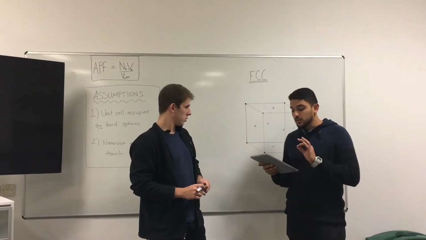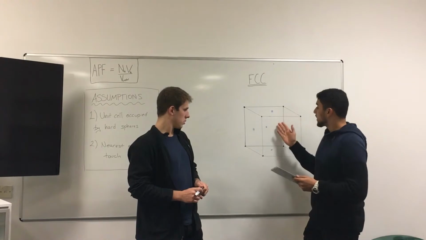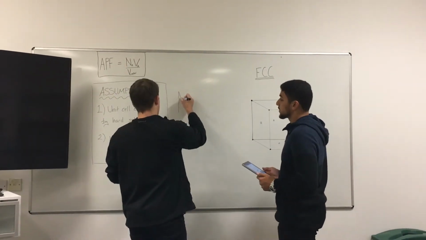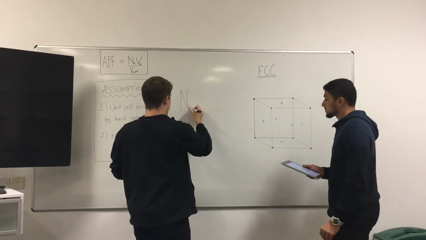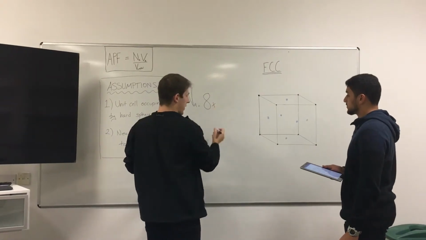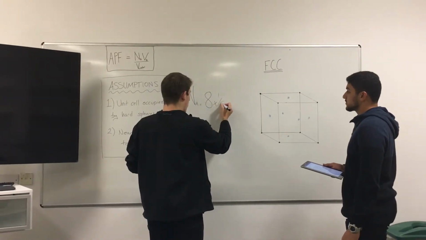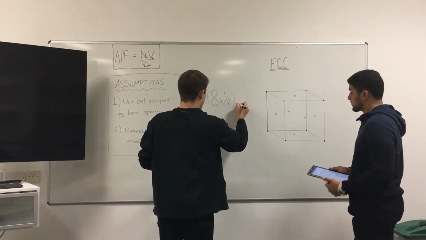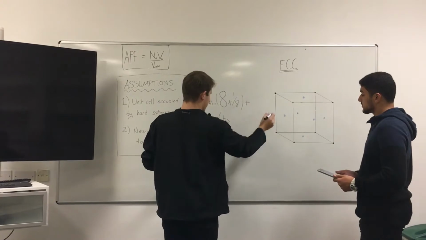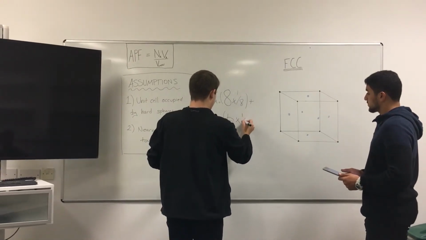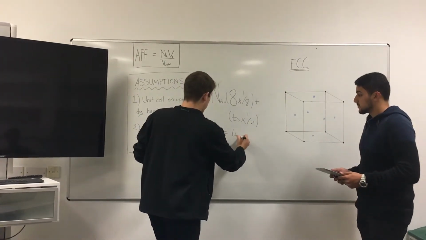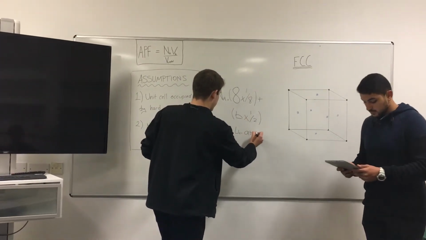So for the total number of atoms that belong entirely to this unit cell, that would be done by the following formula. Okay, so we have the number of atoms is equal to 8 corner atoms multiplied by their contribution to the cell, which is 1/8, plus 6 face atoms multiplied by their contribution to the cell, which is 1/2. And that equals 4 total atoms in this unit cell.